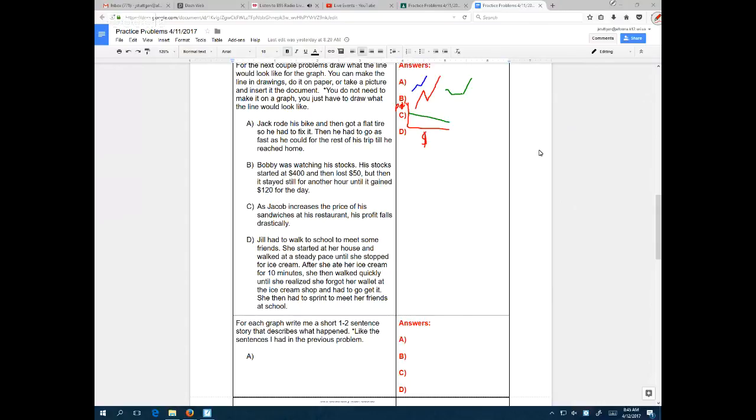So if you think about this, you could have this point being her home, and this point over here being school, and she did stuff in between there, right? So Alex Perry, come on up. Graph just the first part first. So show her that she walked at a steady rate until she reached the ice cream shop.